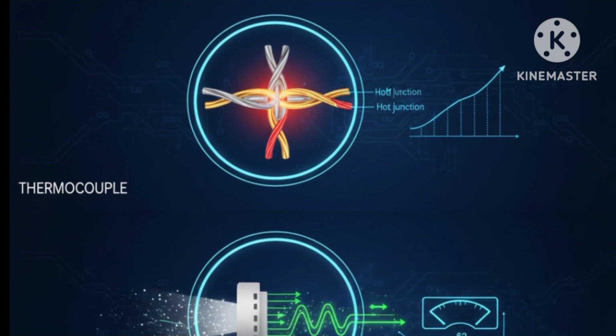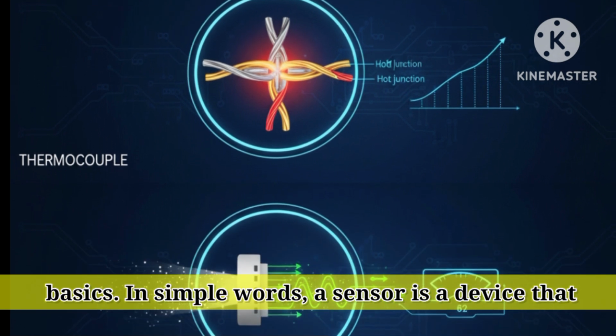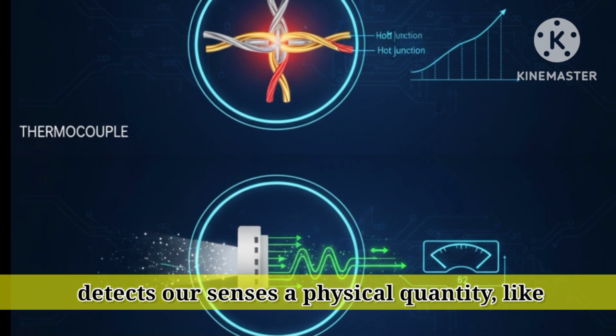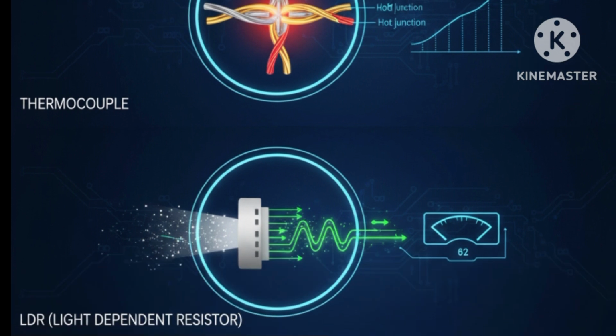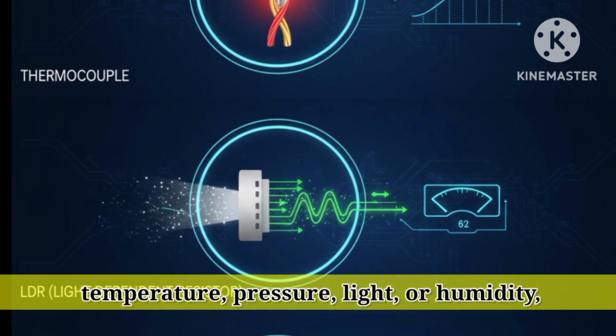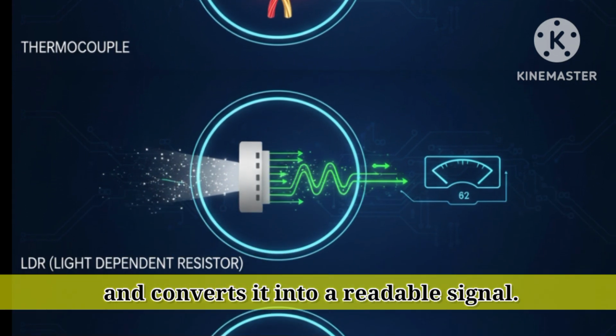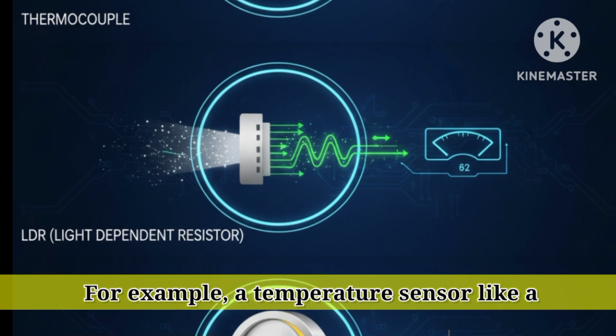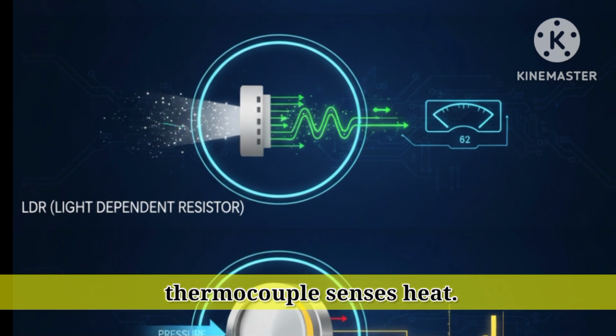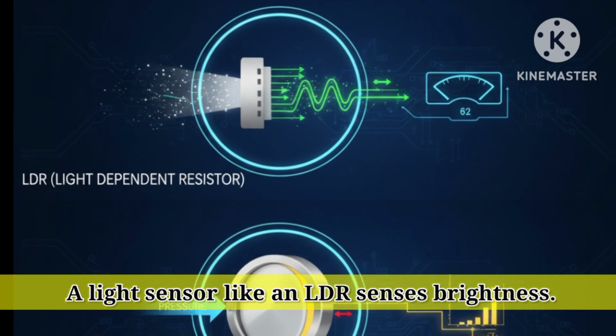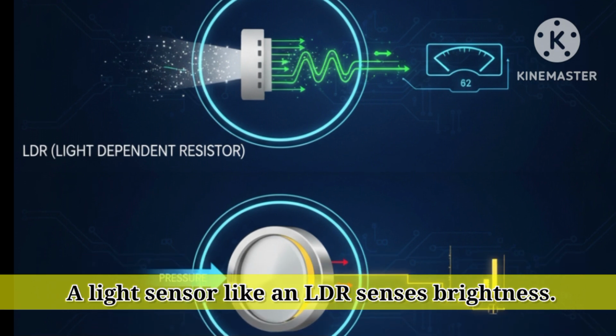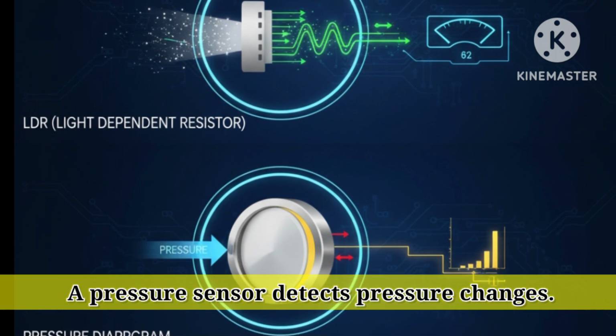1. Understanding the basics. Let's start from the basics. In simple words, a sensor is a device that detects or senses a physical quantity, like temperature, pressure, light, or humidity, and converts it into a readable signal. For example, a temperature sensor like a thermocouple senses heat. A light sensor like an LDR senses brightness. A pressure sensor detects pressure changes.